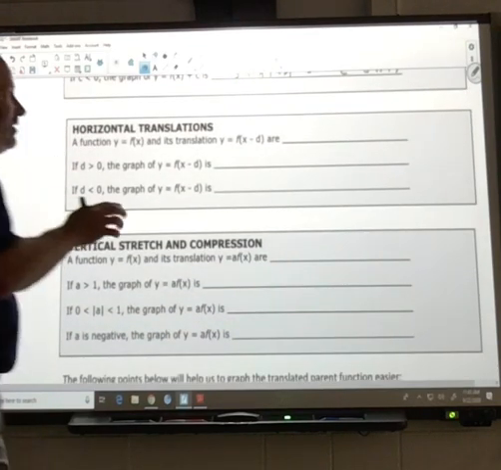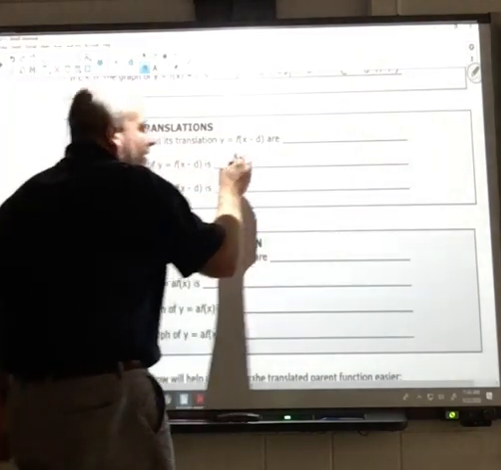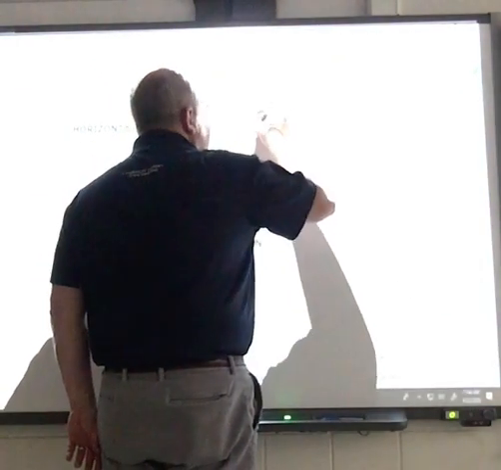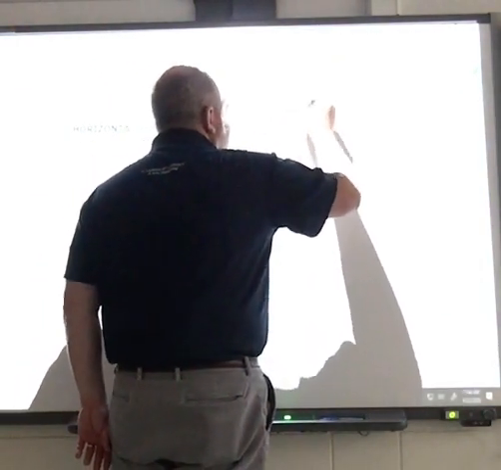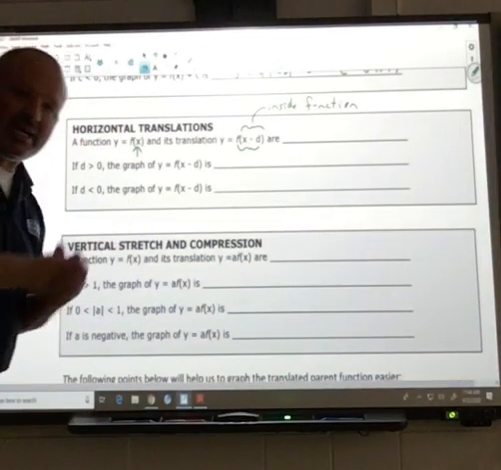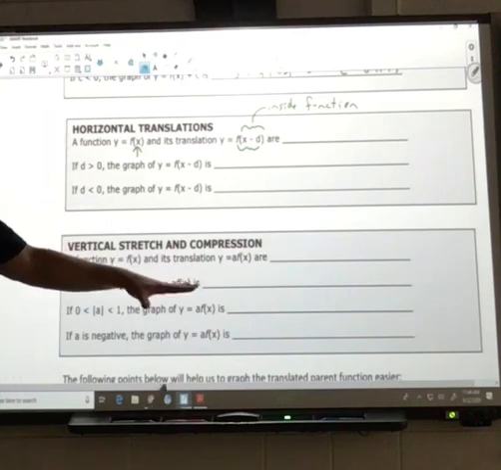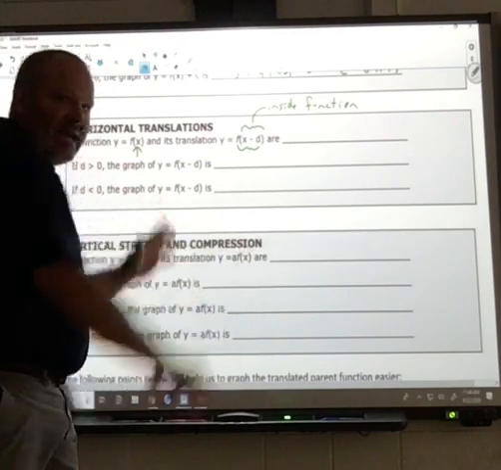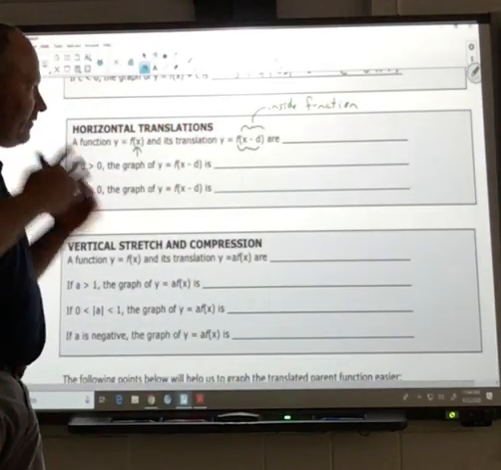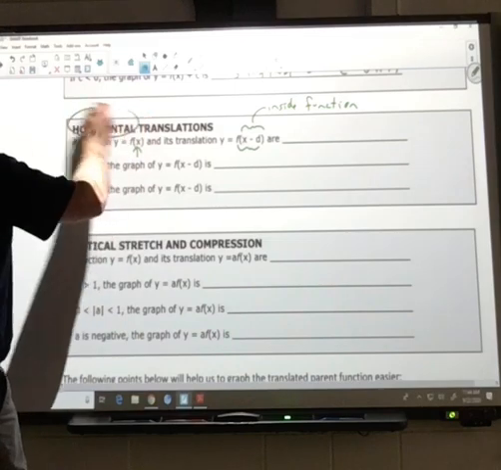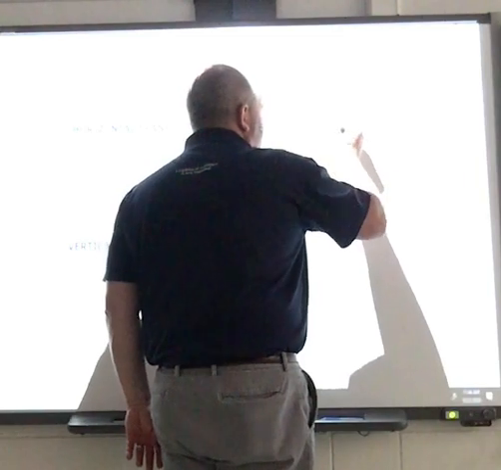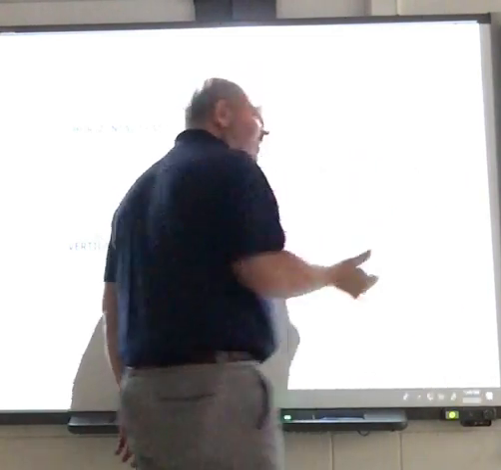Anything that's inside the function, okay, so see, that's the function right there. So it's inside the function, okay, that's inside. Inside the function means inside the square root sign, at the bottom of the reciprocal fraction, inside the absolute value, inside the y equals x squared bracket. If it's inside there, then it's horizontal. So they are translations, but they are the same image.